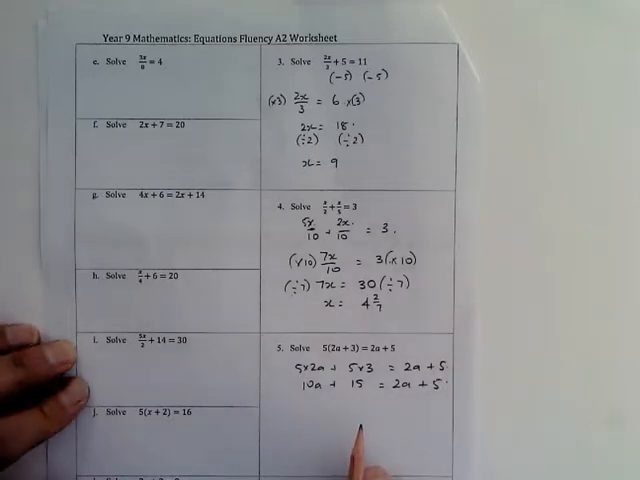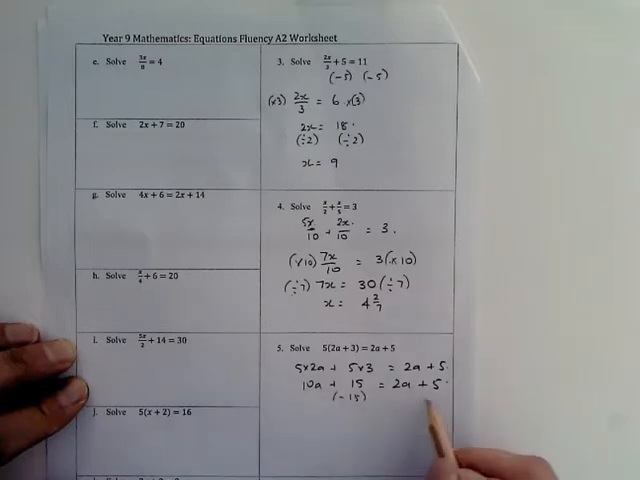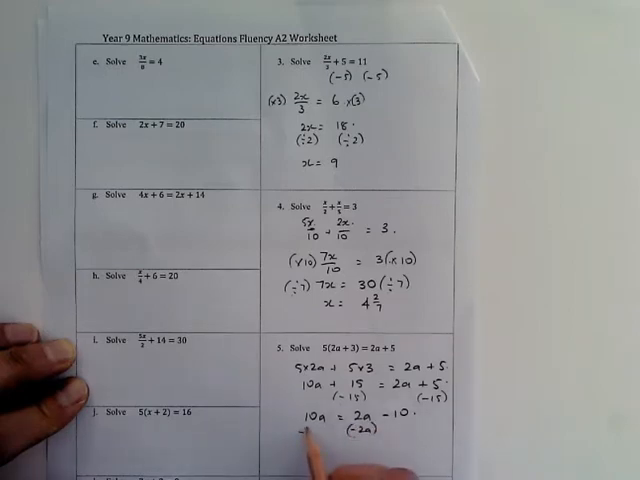Okay, let's get rid of the 15 from this side, and I'll subtract 15 from this side. 10a equals 2a minus 10. I'll get rid of this 2a, subtract 2a from this side also. I'm left with 8a equals minus 10.